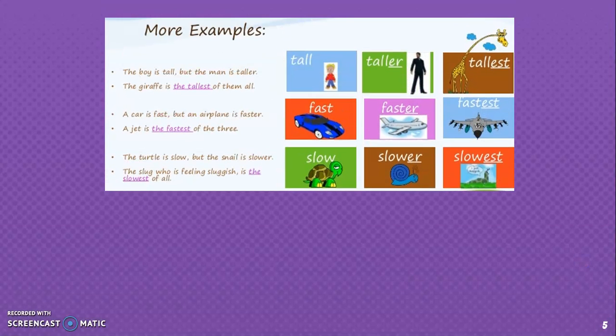Now, more examples. The boy is tall, but the man is taller. The giraffe is the tallest of them all. A car is fast, but an airplane is faster. A jet is the fastest of the three. The turtle is slow, but the snail is slower. The slowest one is the slowest of all.